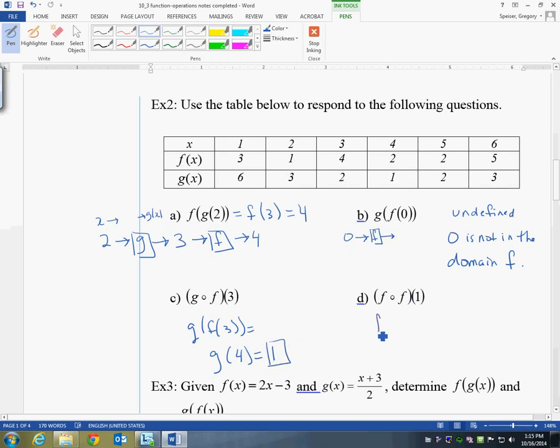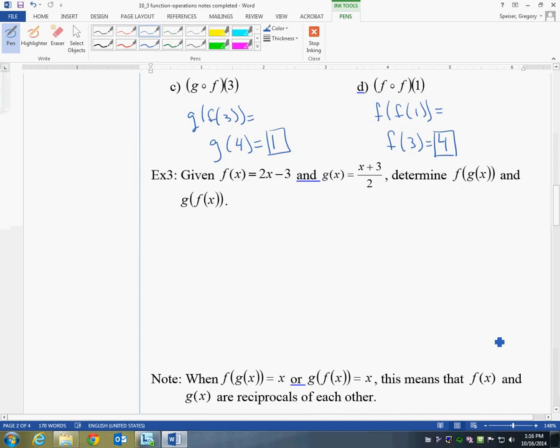D is f of f at 1. So I start off with an x value of 1, and f at 1 is equal to 3. So that is equal to f at 3. Now 3 becomes my new x value, and I plug that into the function f again, and I get 4. Okay.